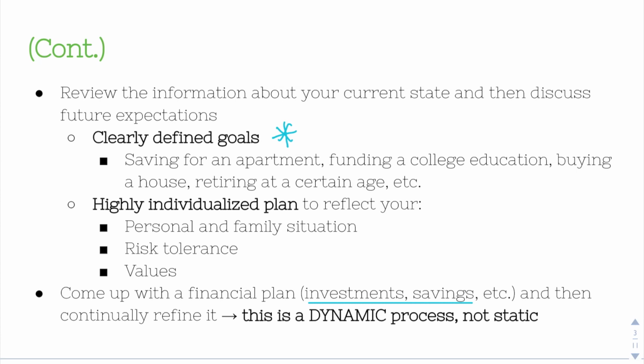and then you continually refine it. So the most important part of this whole section is that this is a dynamic process, not a static process. So over time, you continually go in and evaluate what is working well, what's not working well. Have my goals changed? Do I want different things now? Am I more risk averse now? Was there some sort of family issue that happened? And what do I need to do to change my financial plan to make it meet my current goals? So dynamic is the key word here.